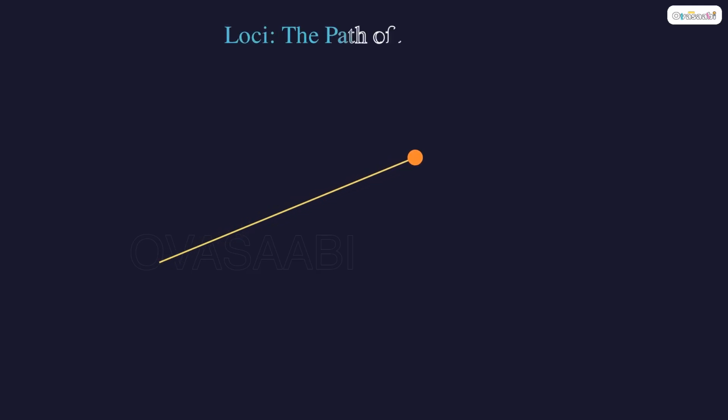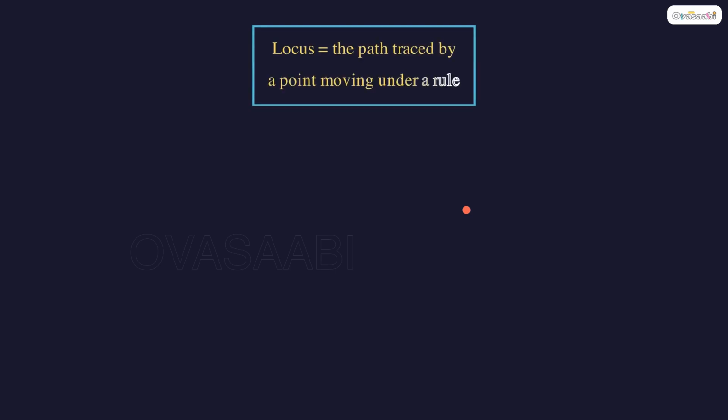When a ball rolls across the pitch, it traces a path. In mathematics, we call the path traced by a moving point a locus. Today we construct loci step by step. A locus is the set of all points that satisfy a particular condition. Think of it as a rule that tells the point where it can move.